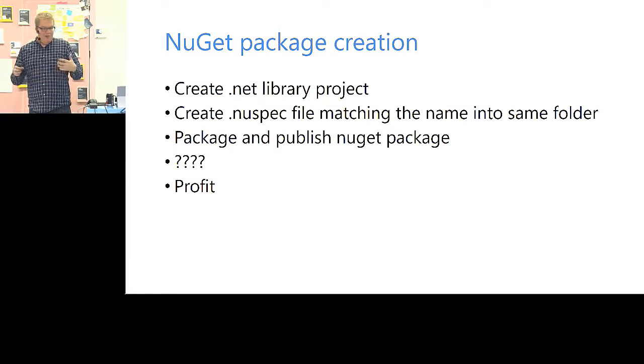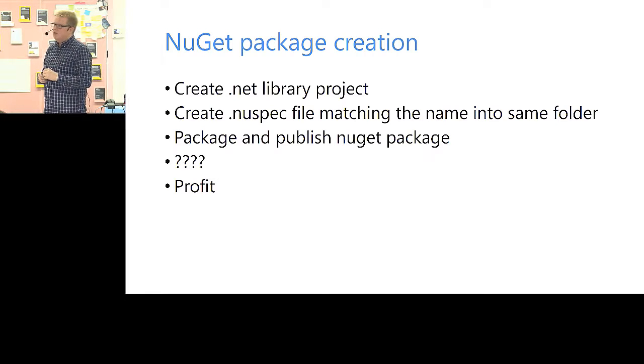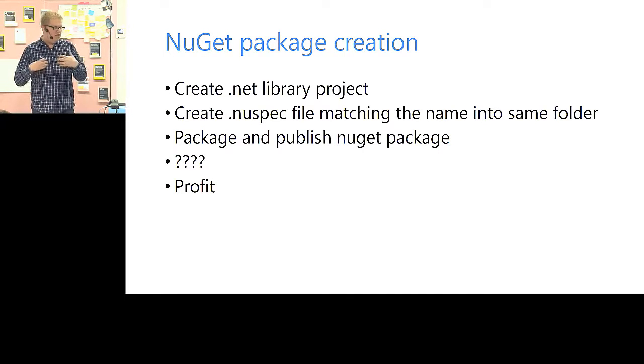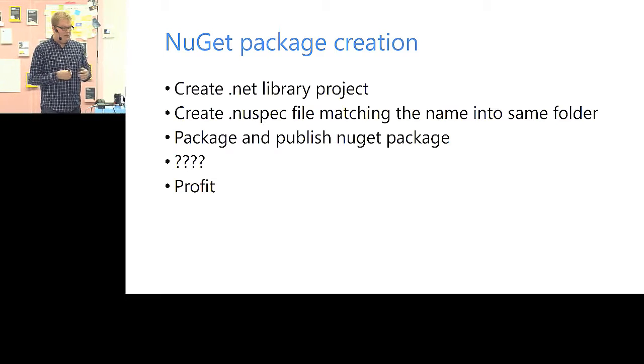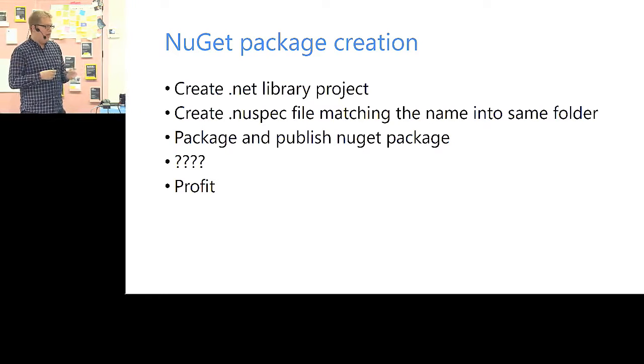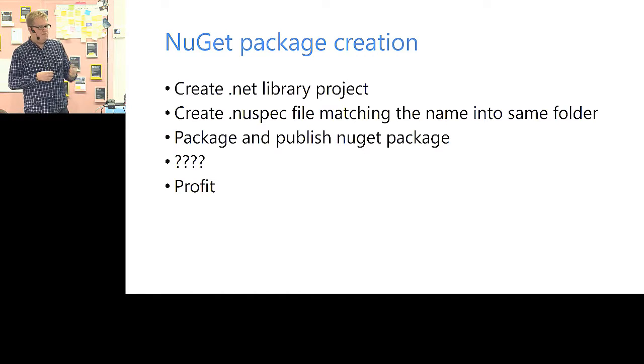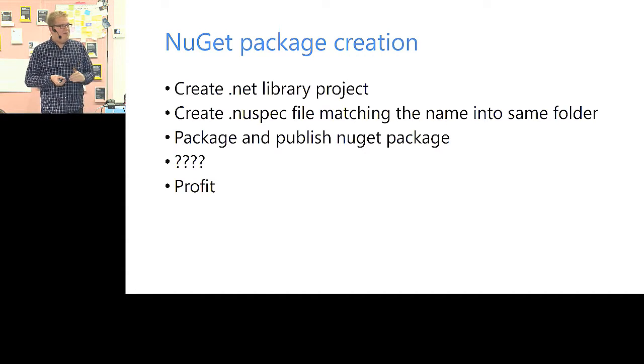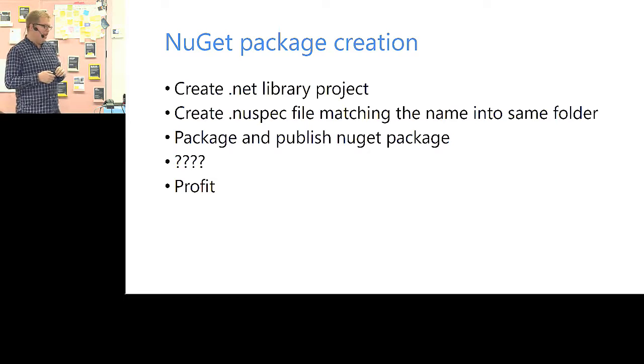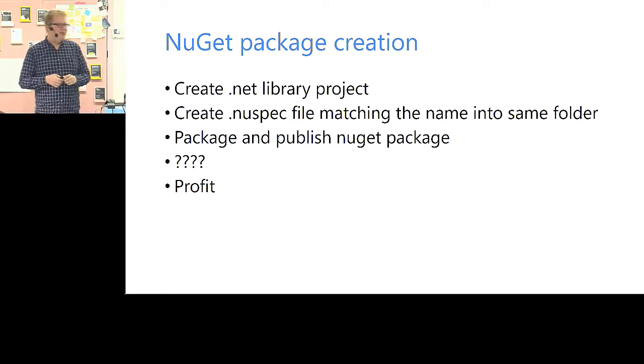So how do we create the NuGet package? You create the normal C# library project. Very simple, looks the same as everything else. You create this hugely hard nuspec file. It's an XML file with, I think, 12 lines of code. We will look at that next. After that, you run one PowerShell command. Then something happens and you profit with the NuGet package creation.